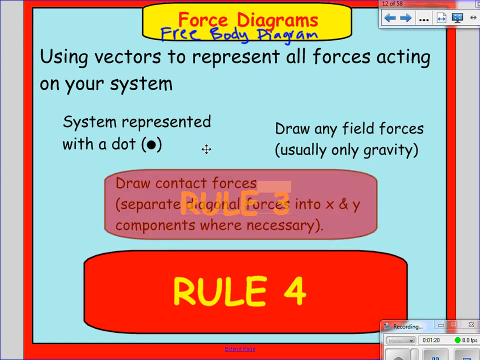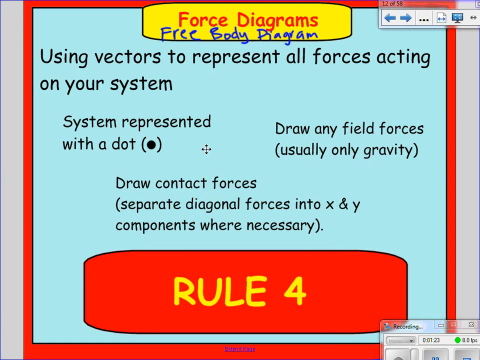Rule number 3, after you've drawn in your field force, I need you to draw in the contact forces. Always ask yourself, what is touching the object? If it's not touching the object, then it is not a contact force, and do not draw it in. Now, if you get diagonal forces, a force that has x and y components, you need to make sure that you separate the diagonal force into its x and y components. Remember, this is vector resolution, and we learned about that earlier in the vector video.